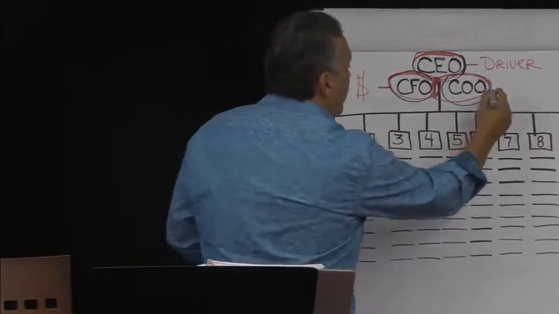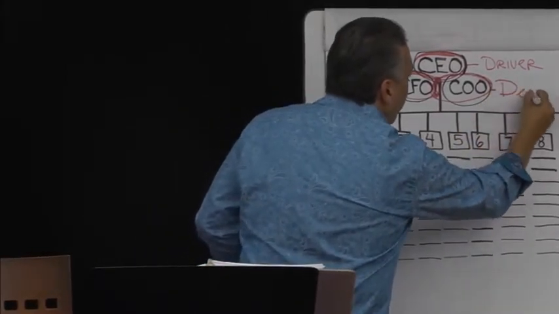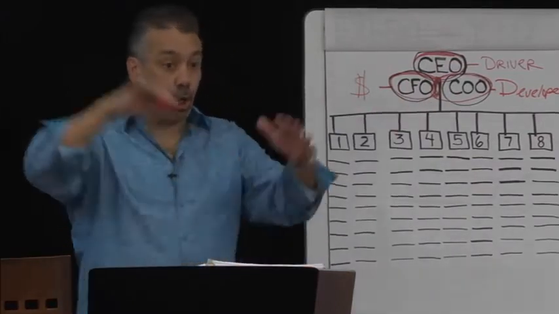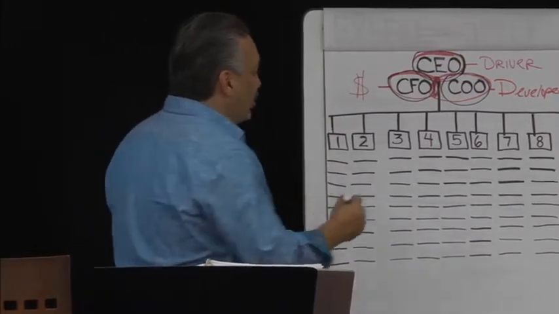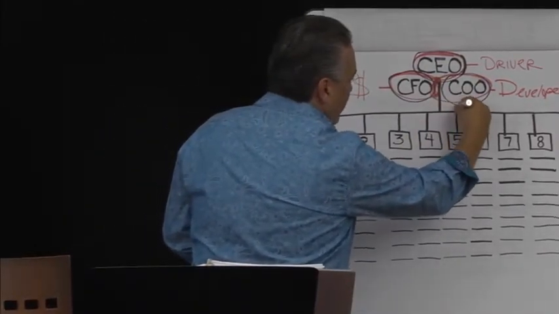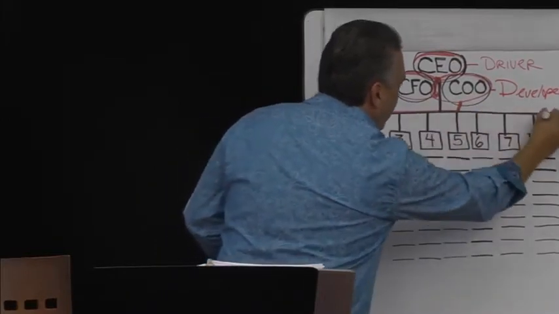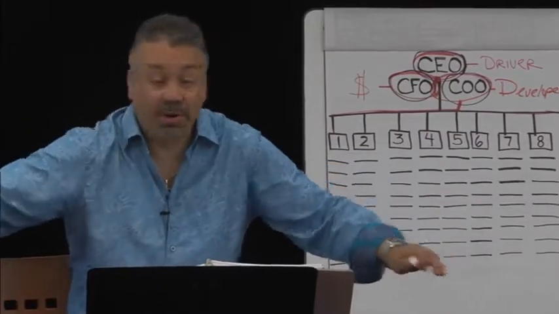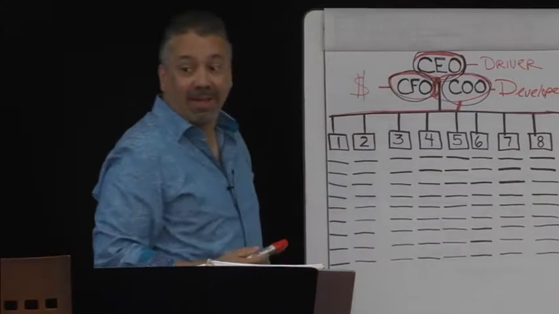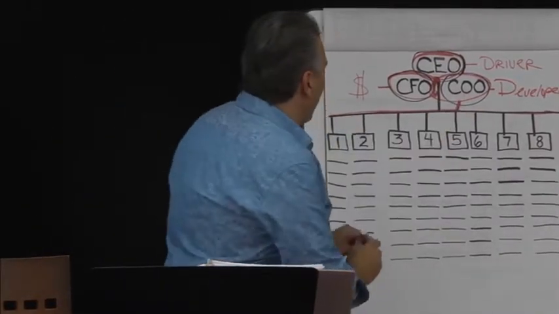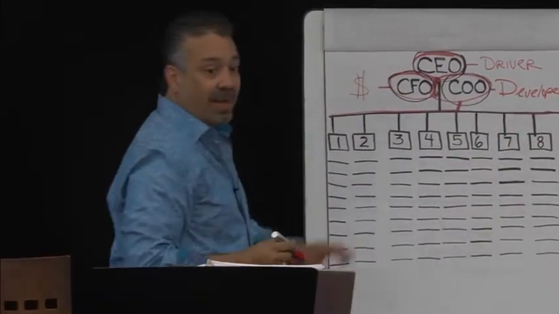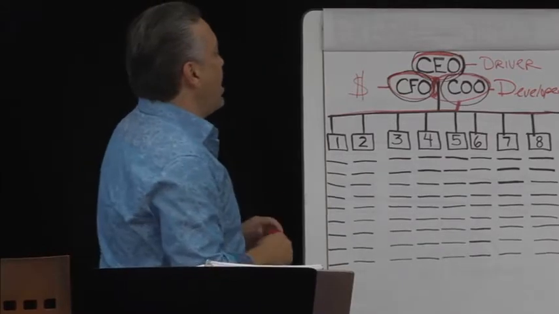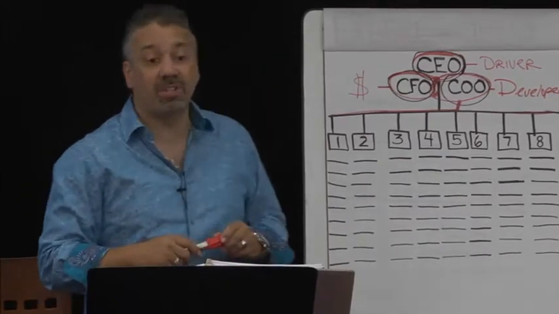The COO is the developer of the organization. I often call them the coop. Because the coop, apologize, this line is wrong. This line comes down here. The coop is the chicken hovering over her little hens. Okay? The coop is concerned with developing the different departments of the organization and managing those different departments. Okay? So you got the CEO, which is the driver, the CFO, which is the dollars, and then you got the COO, which is the developer.